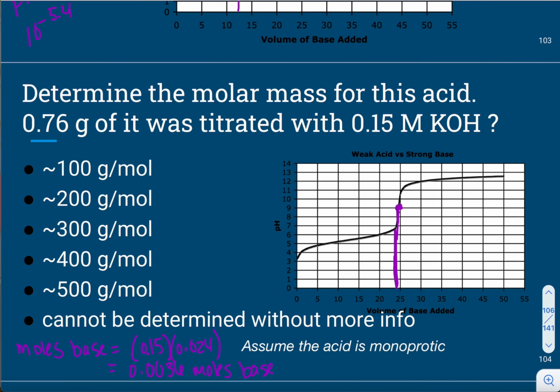So now we have the moles of the base. That's going to be the moles of the acid at the equivalence point as well, because we know moles of base equals moles of acid. So what you can do is take the grams, put it over the moles, and that will get the molar mass. So 0.76 over the moles comes out to around 200.